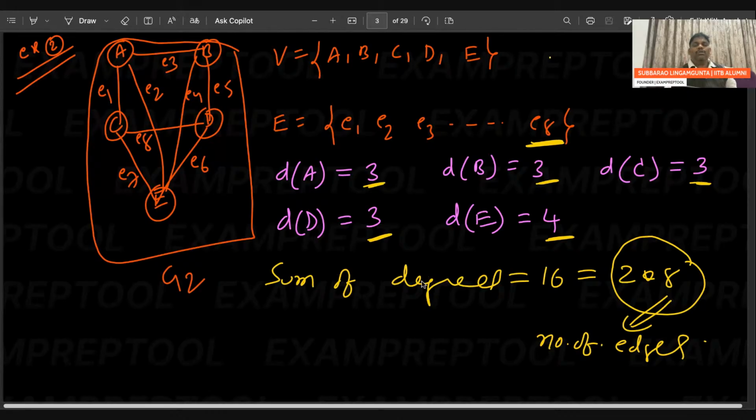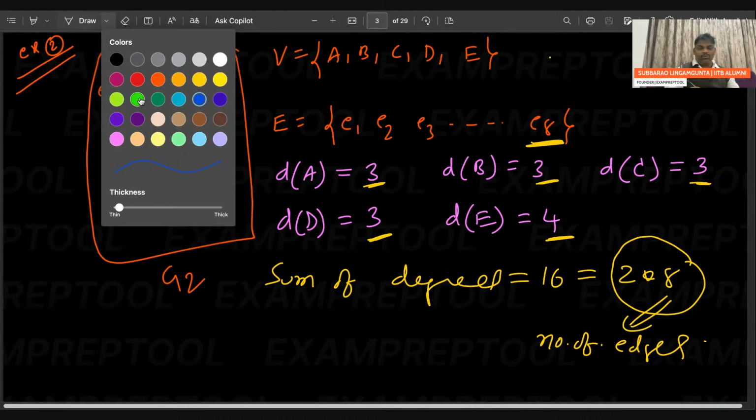And one more thing: if you add all the degrees, the sum of degrees is equal to 2 into the number of edges. If you want, you can check. The sum of degrees became 16, which can be written as 2 into 8, where 8 is the number of edges. You may ask, sir, why does the sum of degrees become double?